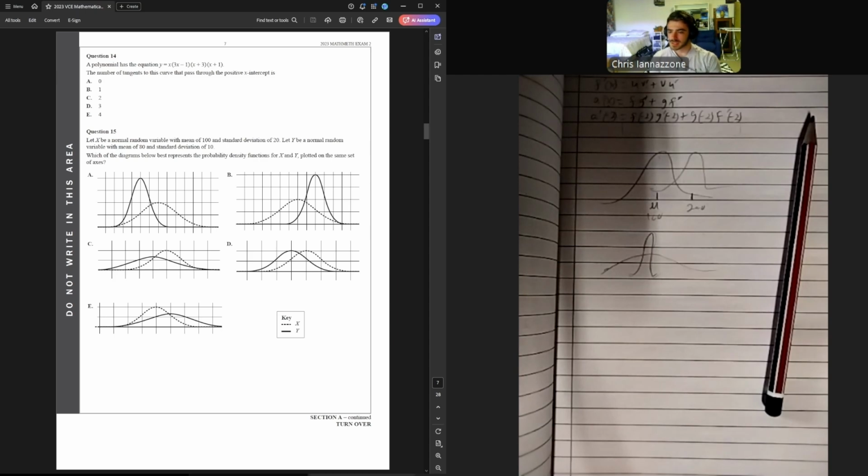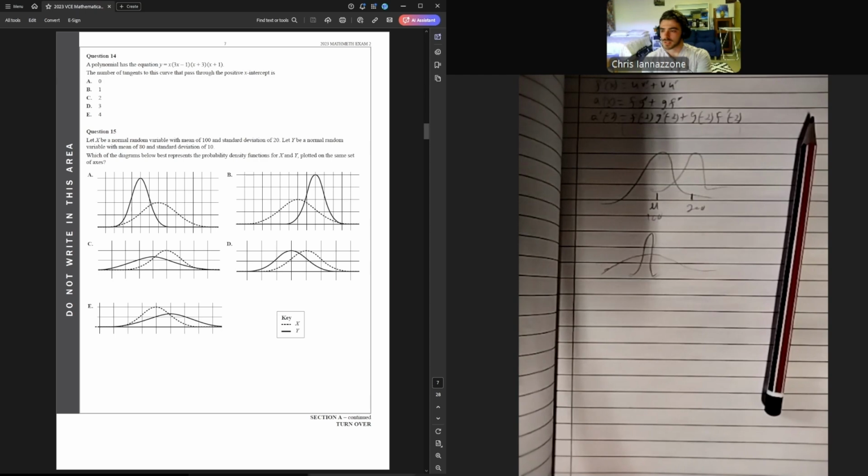So once again, if x is a dotted line, then we expect the dotted line to be flatter and smaller than the solid line. The only one that matches that is A. If you compare to C, the dotted line is bigger. If you compare to D, they are the same size. The only one that's going to be possible for this solution is going to be A.